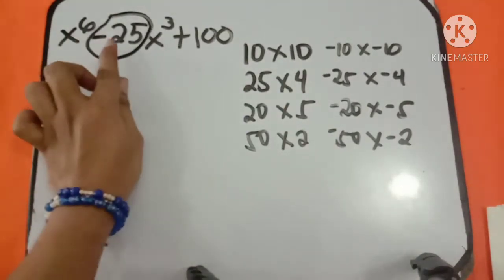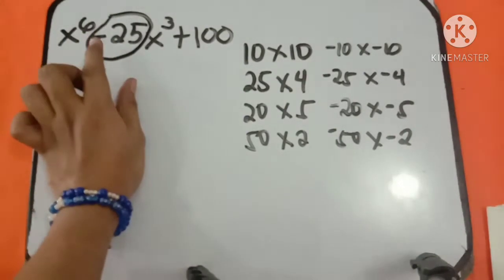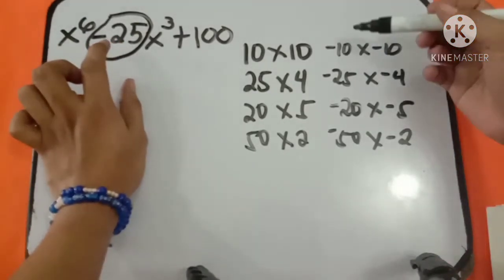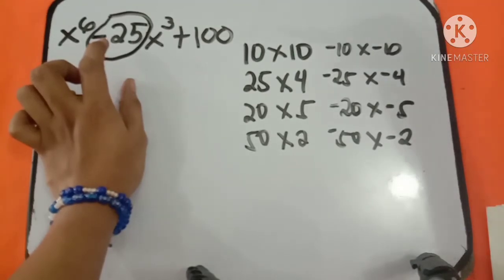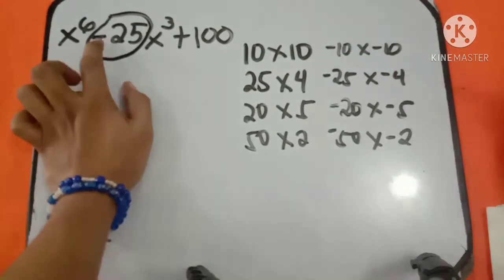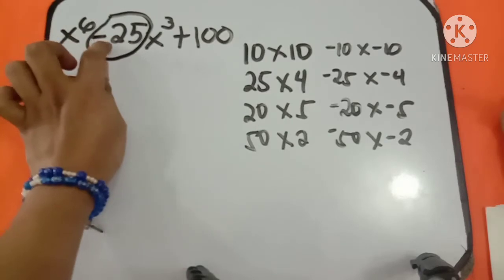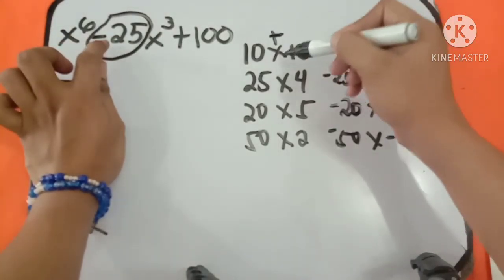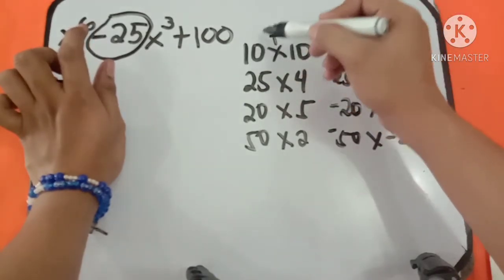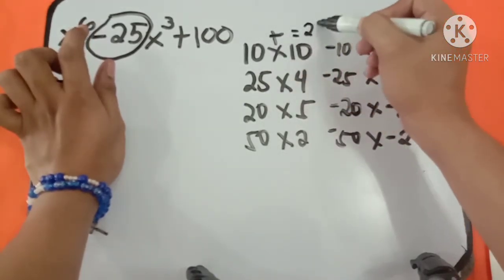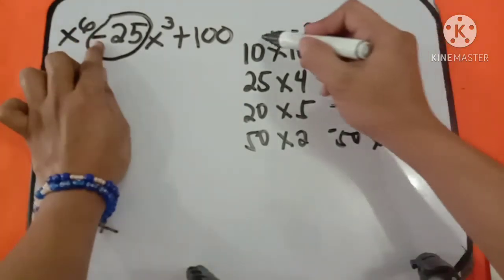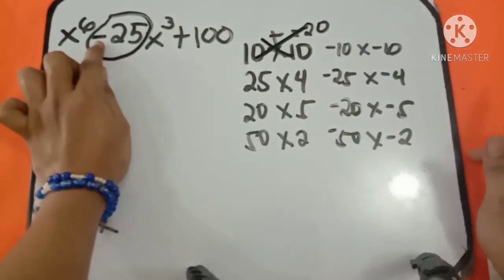So we have here negative 25. So that means we have to find the factors whose sum is equal to this coefficient, negative 25. So let's add. Do not multiply. 10 plus 10 is positive 20. But our target is negative, so this is not the required factor.